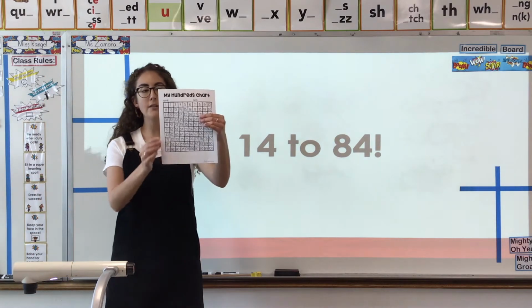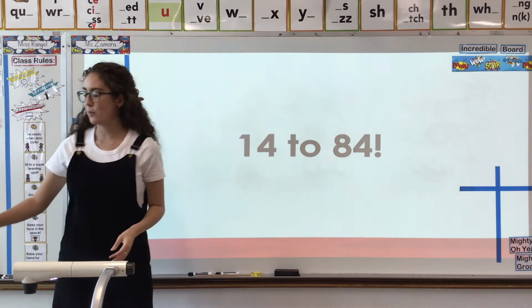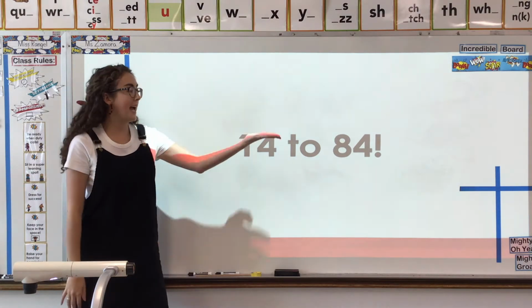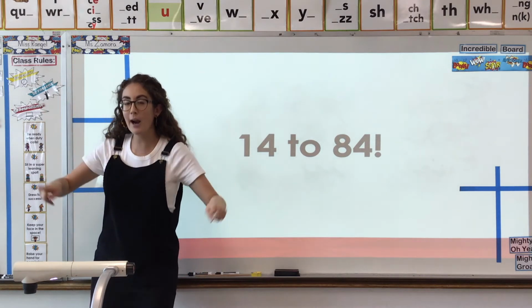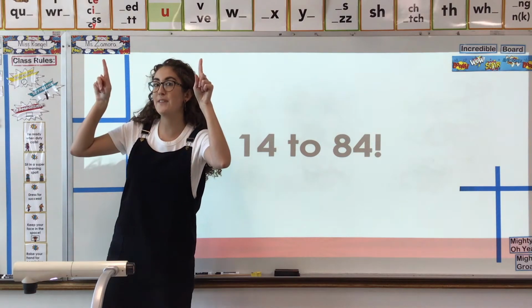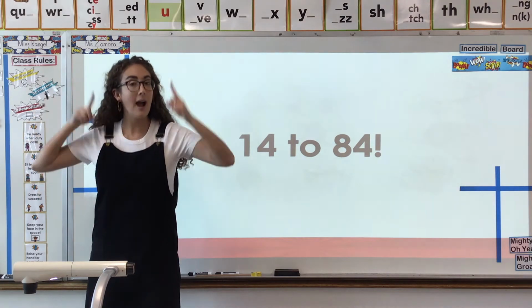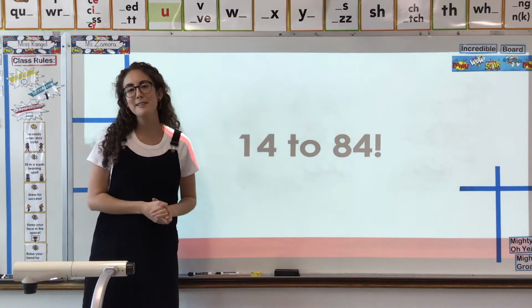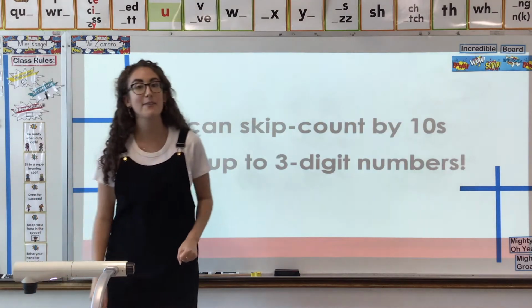So if you have your hundreds chart, find 14. It's up near the top. 14, and we're going to skip count up by tens. Everyone, can we say 14? Here we go. 24, 34, 44, 54, 64, 74, 84. Dun, dun, dun. We reached our destination. Awesome job, Super Scholars. So, take a breather and let's check out our learning target for Wednesday.